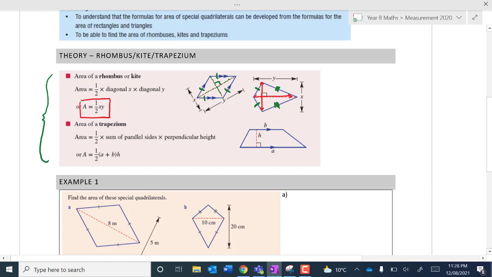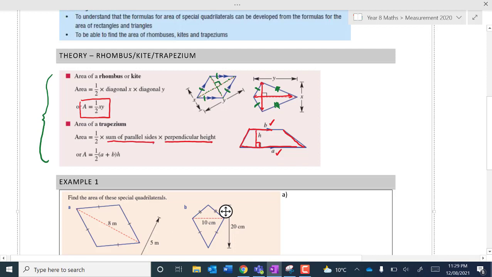Now, with a trapezium, we've got a pair of parallel sides, and then we've got a pair of sides which are not parallel. When those two parallel sides meet with two other lines, what we form is a trapezium, and that has what we call a perpendicular height. Again, notice it's a right angle here. That's the perpendicular height.